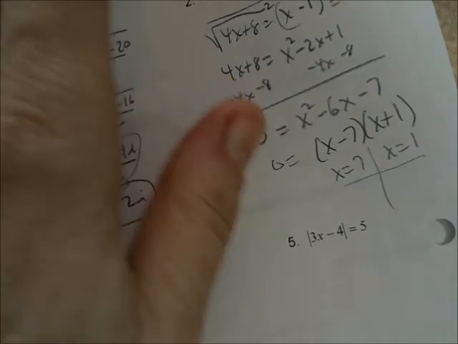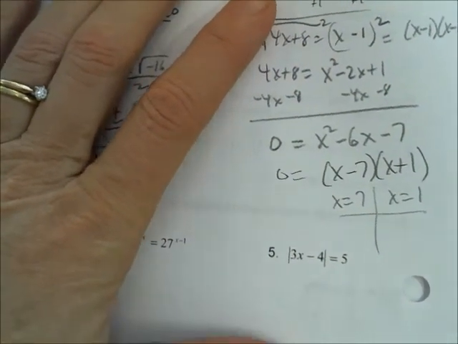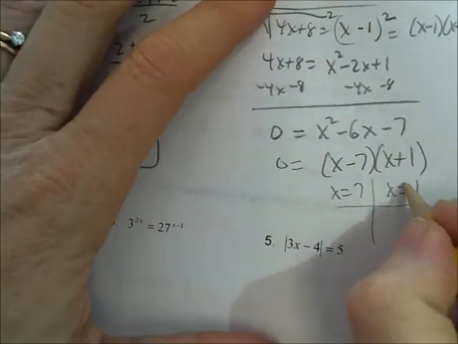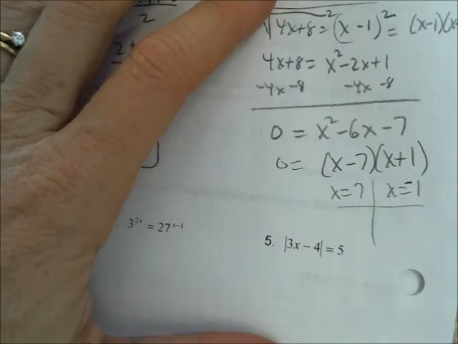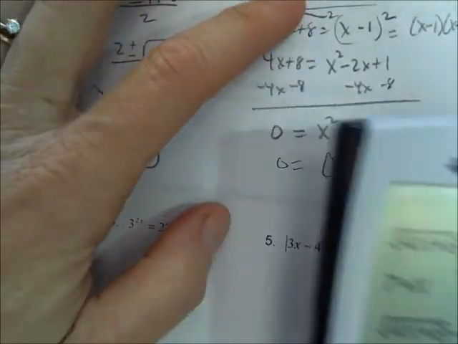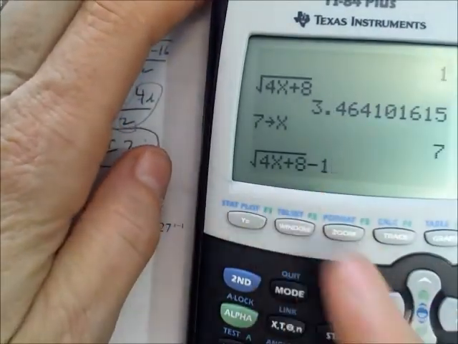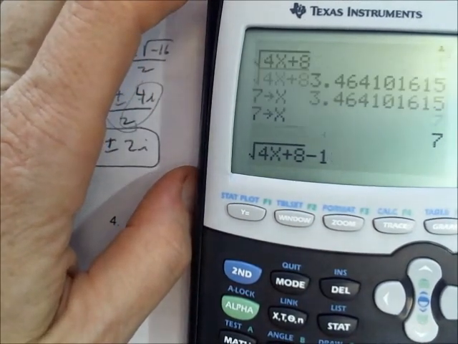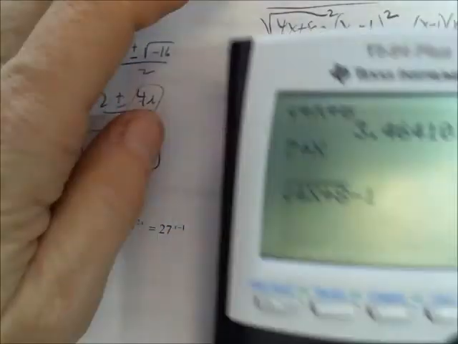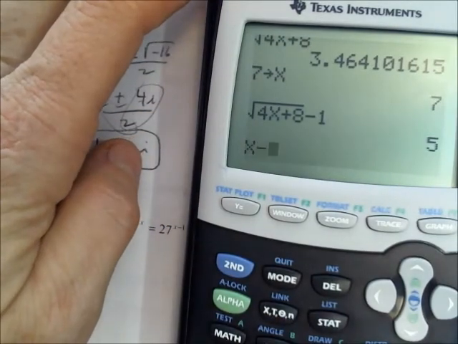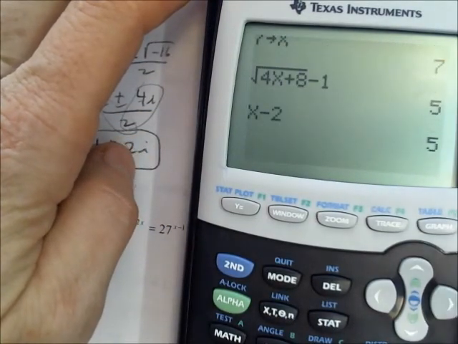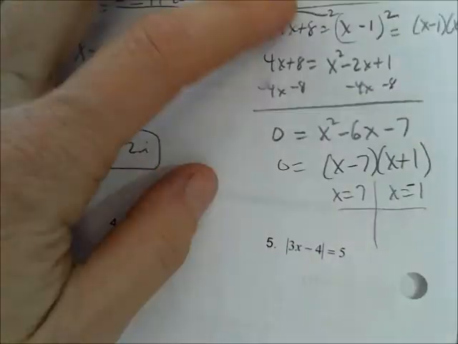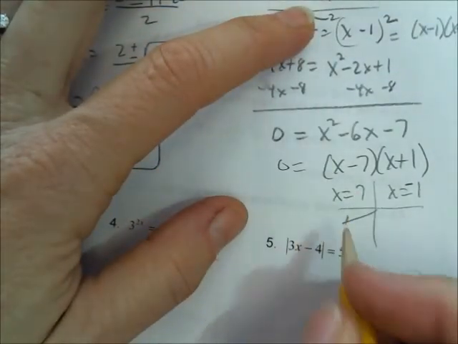All right, I found out my mistake. So x equals 7 and x equals negative 1 over here. What I didn't do was check in the original equation. The original equation said the square root of 4x plus 8, minus 1, and is that equal to x minus 2? And they're both equal to each other. So 7 checks. So 7 is one of the two answers.